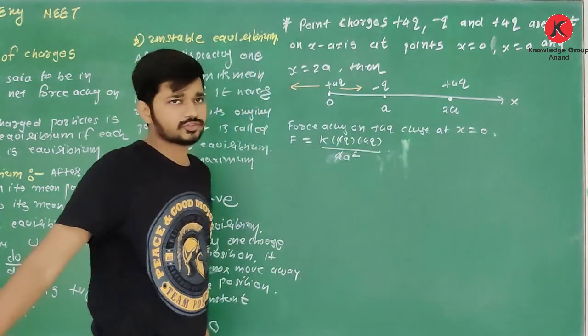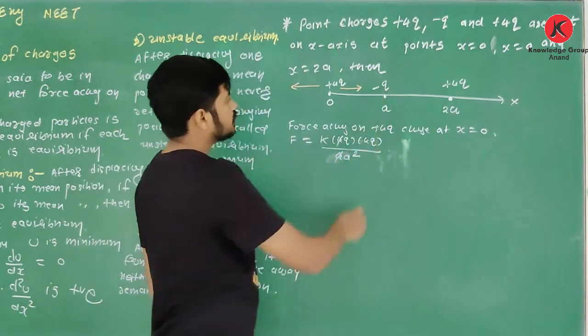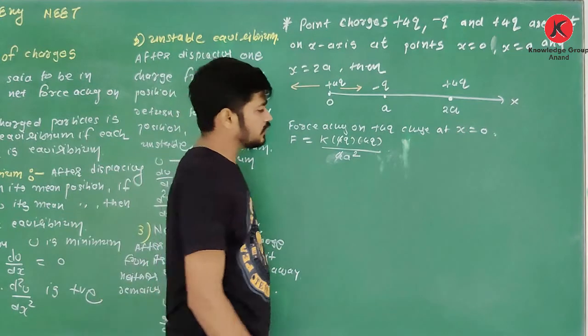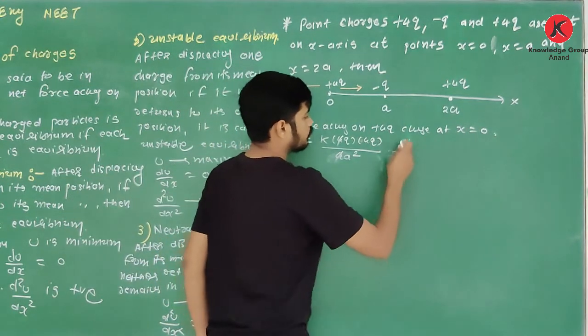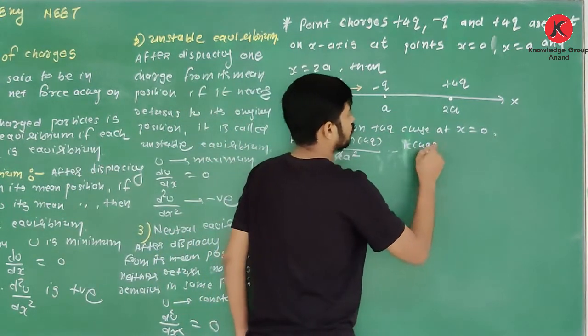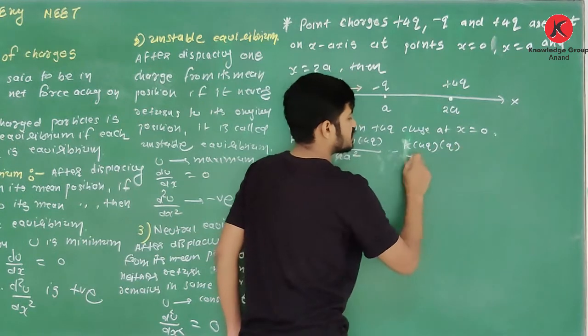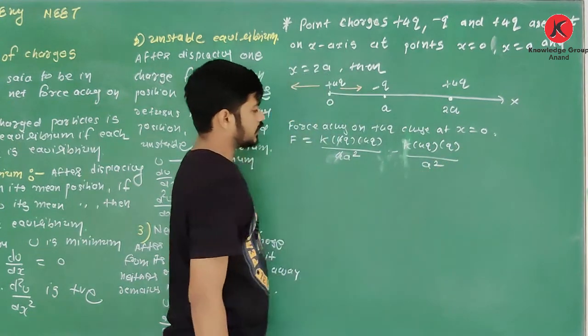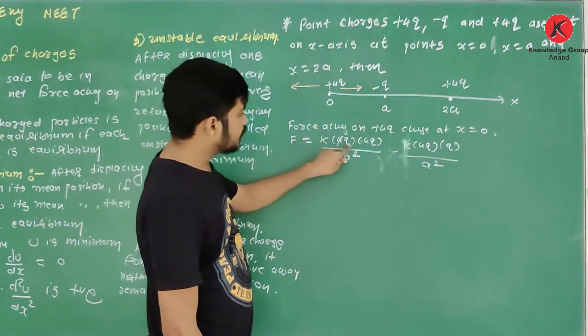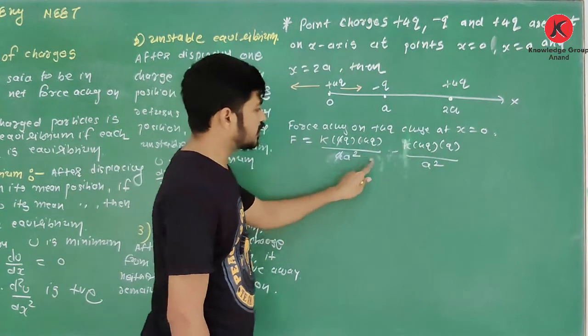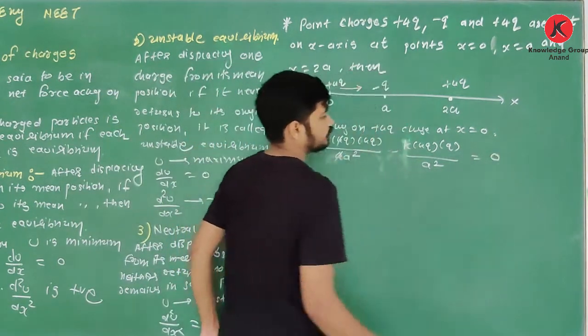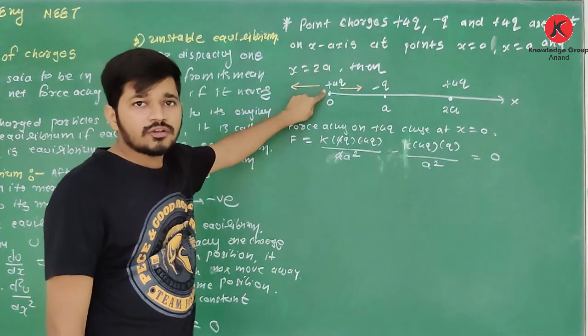Now due to this minus q charge, as it is in opposite direction, I will write minus sign. So it is K 4q, its charge is q and distance here is a square. From figure it is clear. Kq upon a square is equal, so the sum is equal to 0. So what is the resultant force acting on this 4q charge?